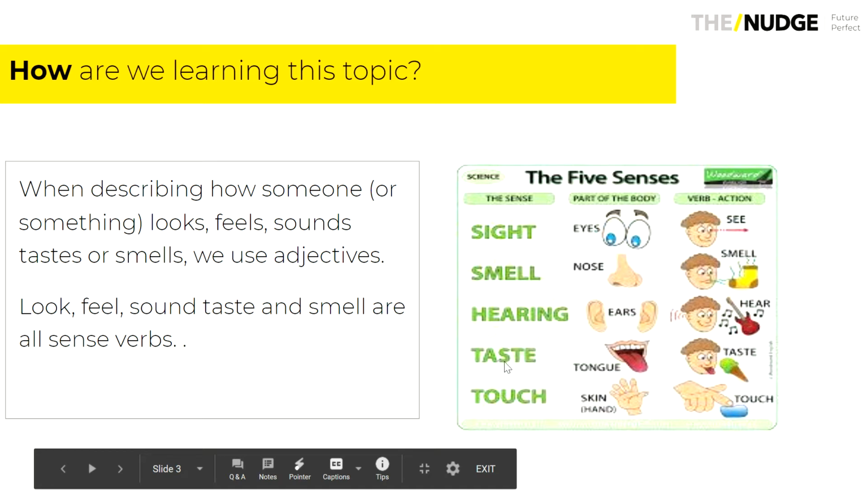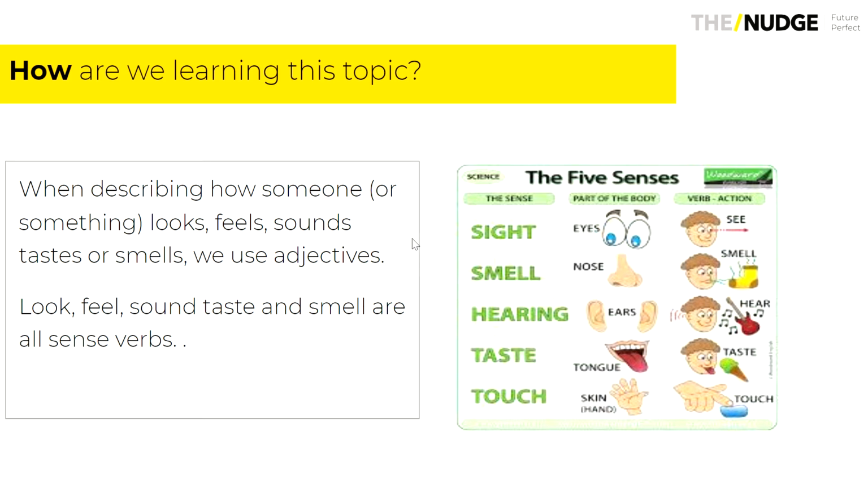Now, I hope you remember that when we want to describe how someone or something looks, feels, sounds, tastes, or smells like, we use a certain group of words known as adjectives. So, words like look, feel, sound, taste, smell can be used along with adjectives, and these words are called sense verbs.